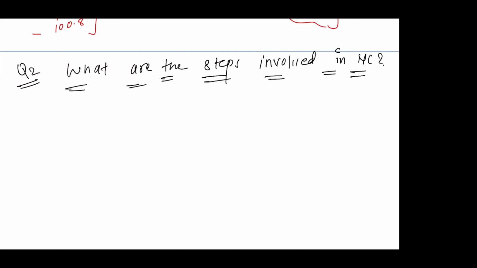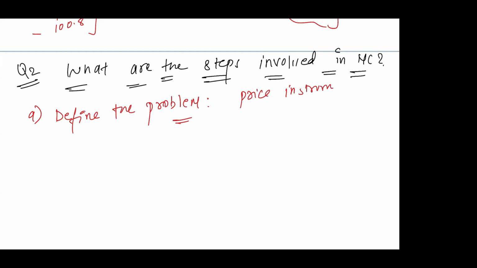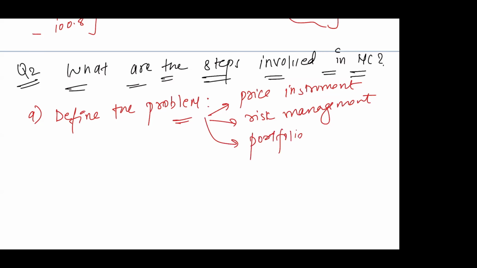Let me help you with this. As we know, simulations are involved in Monte Carlo, but we won't just use simulations. We need to understand what the problem is. So first is define the problem. Why are you using the method of Monte Carlo? What's the problem statement? Is it to price any instrument? Is it for risk management purposes? We also use Monte Carlo for portfolio optimization. So what is your purpose? Define the problem.